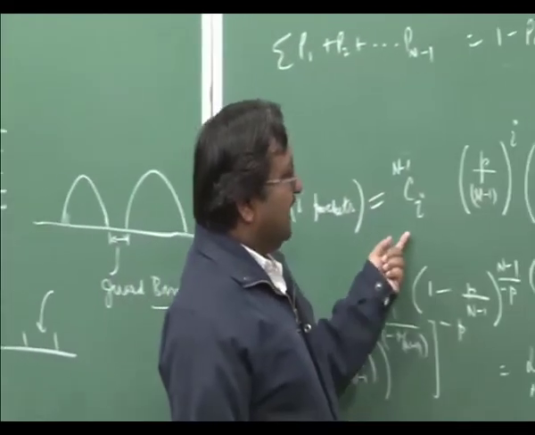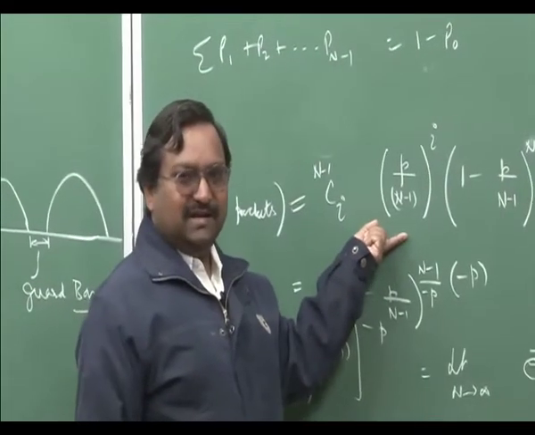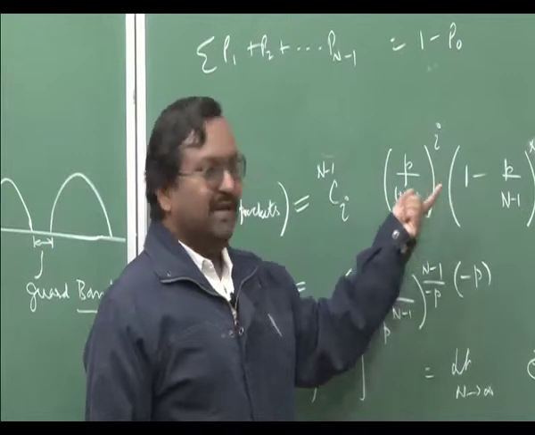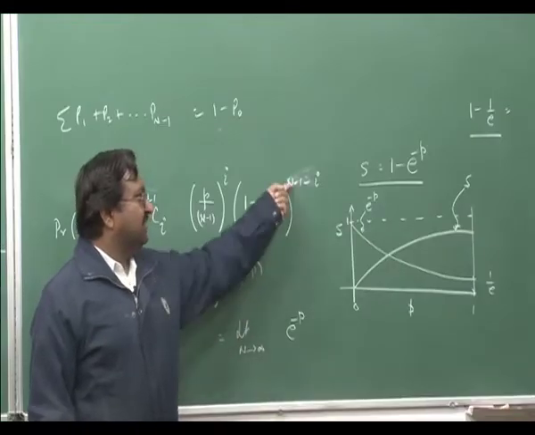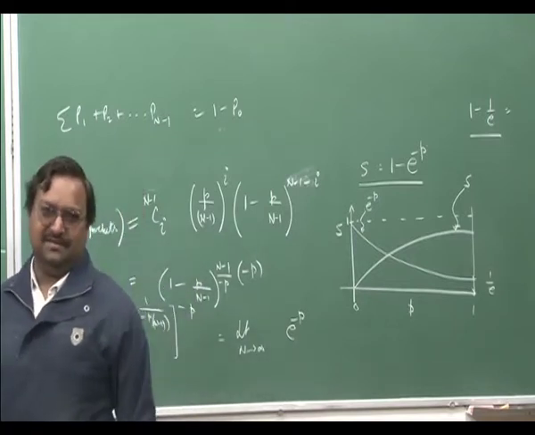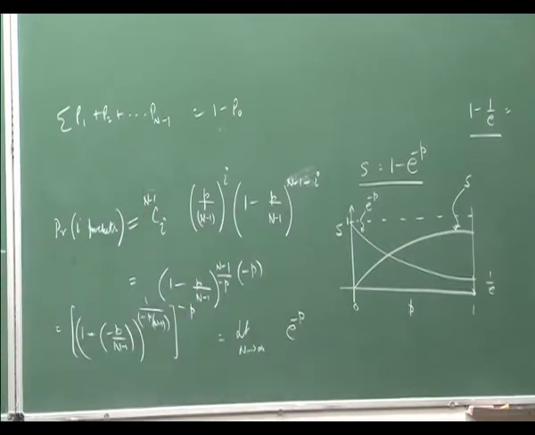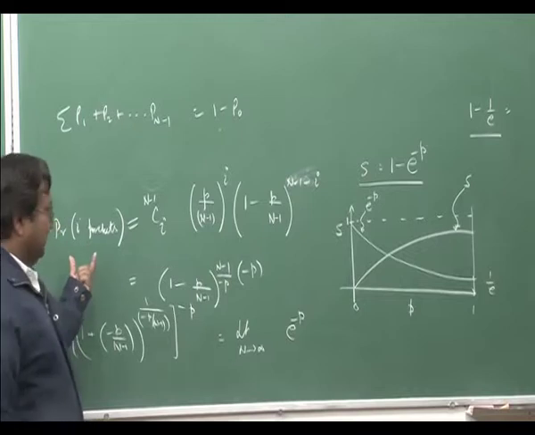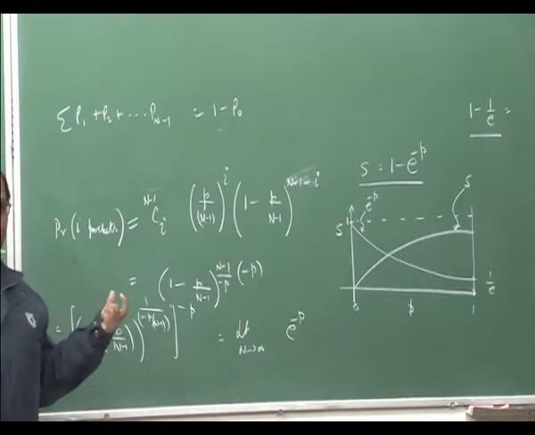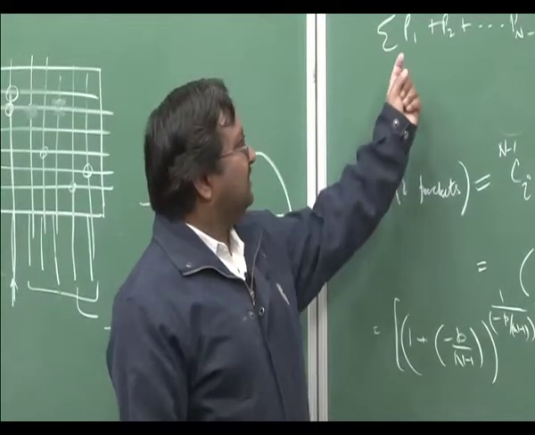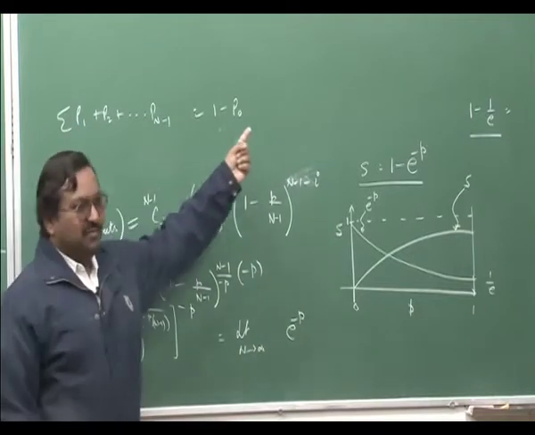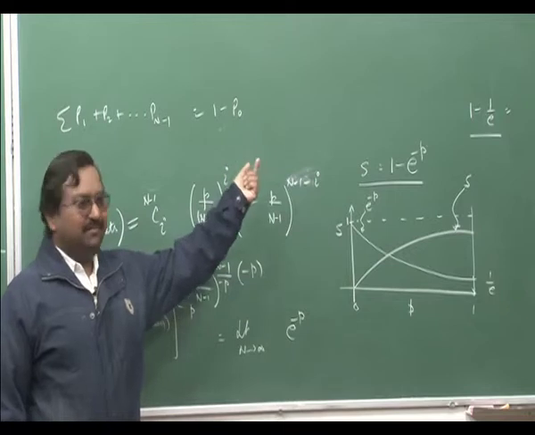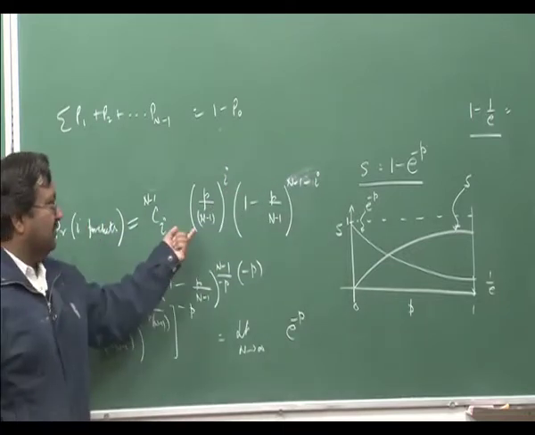So n minus 1 C i, there is a probability p by n minus 1 that it is being directed here, i of them. The remaining have not come to you, so it has to be 1 minus p by n minus 1 for the remaining, a simple binomial thing. And then of course we find the probability that no packet will come to me, because either you find each one of them and sum, or you do 1 minus p0; both are actually the same. So we have found p0.